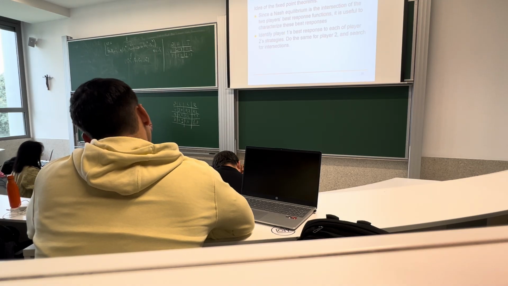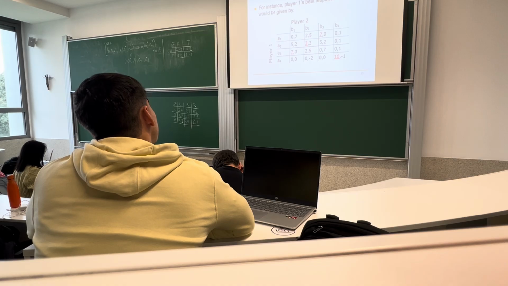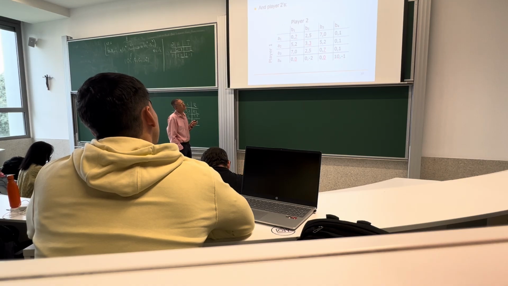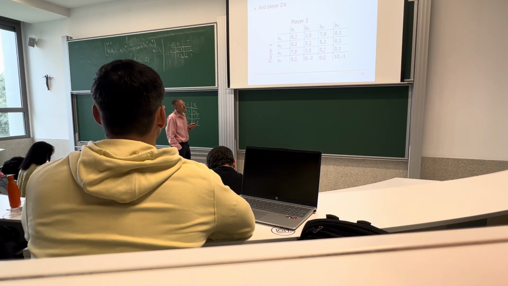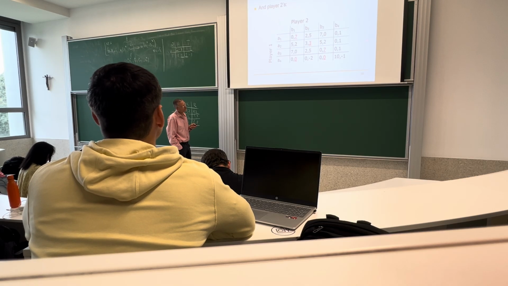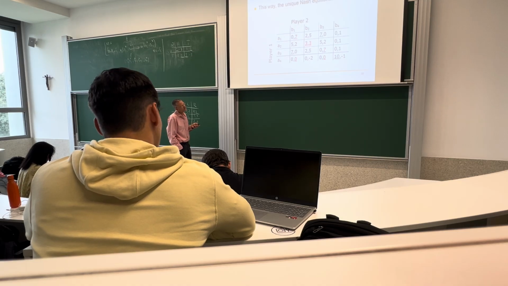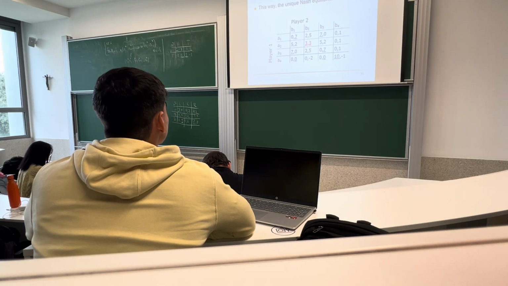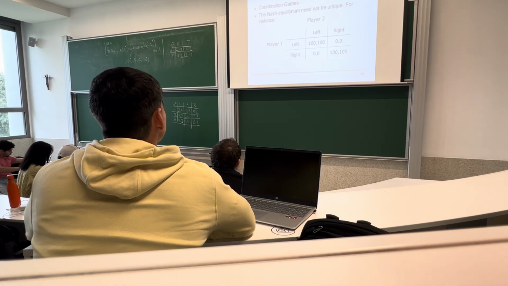You can align the best replies. And if you do this, player 1 looks like this. A3 is better against B1, A2 against B2, A1 against B3, and A4 against B4. Then you do the other player. For A1, the best reply is B1; for A2, it's B2; for A3, it's B3; for A4, it's B1 or B3. And you get one Nash equilibrium, which is A2, B2. This always leads to an easy procedure to find the Nash equilibrium.